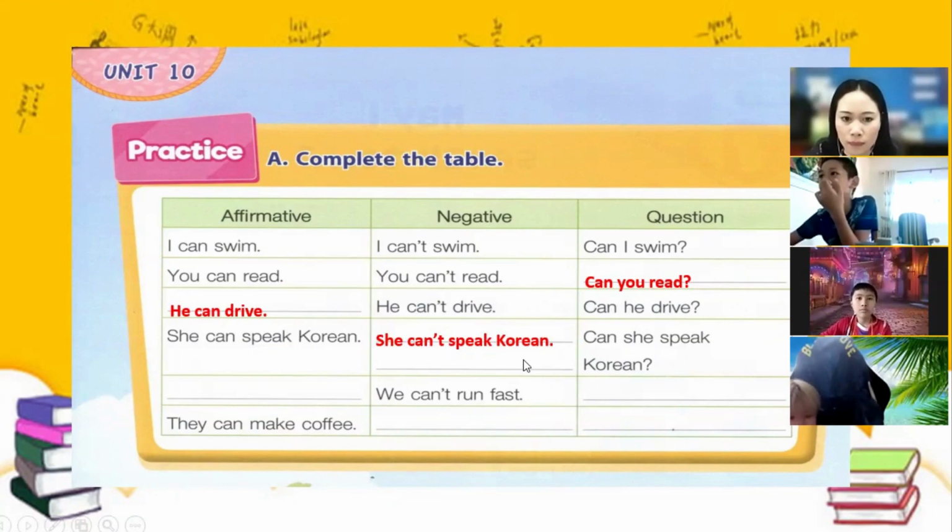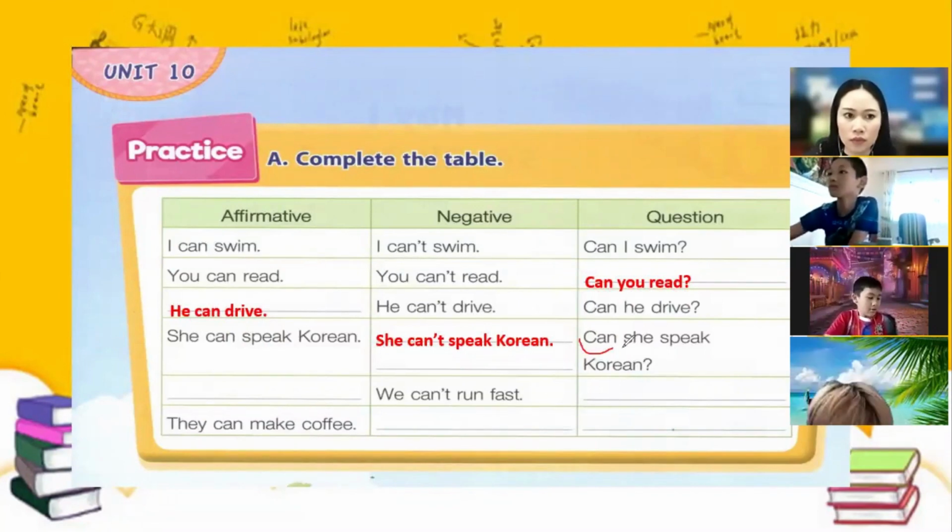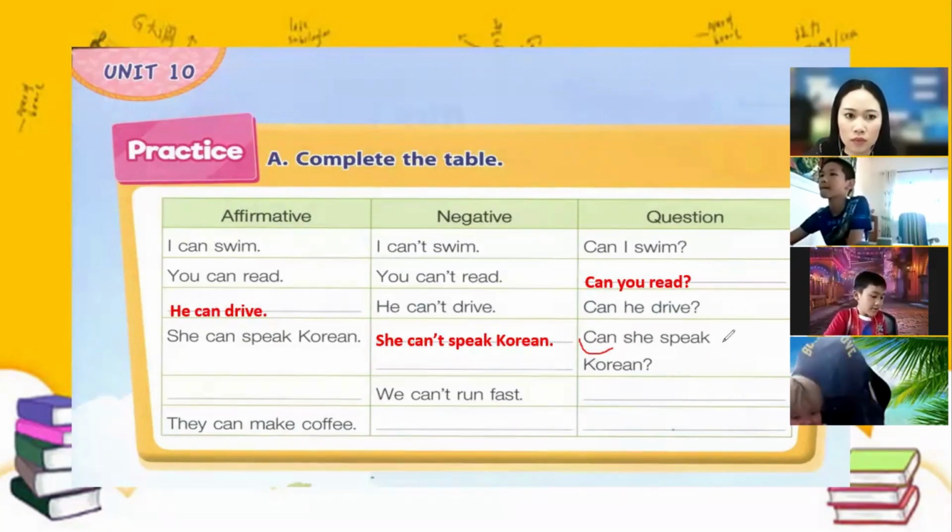So the same sentence, if you would change it to a question, what will happen? Can will come at the start of the sentence, before the subject. They are asking whether the person can do that thing, like here, can she speak Korean? So they are asking whether she has the ability to speak Korean. So that's why we use can before the subject, at the start of the sentence.